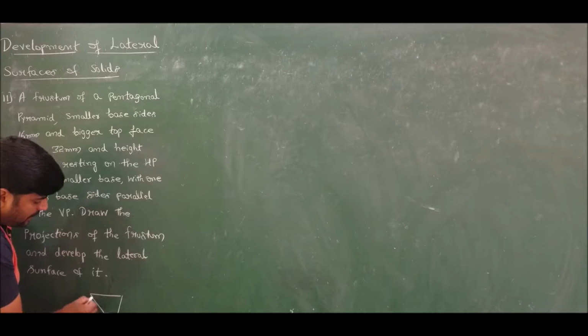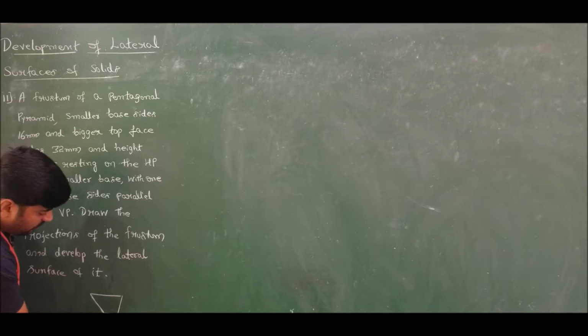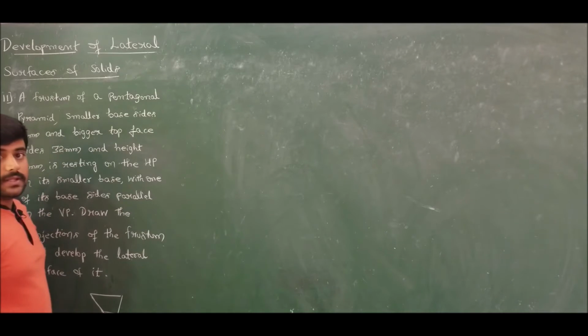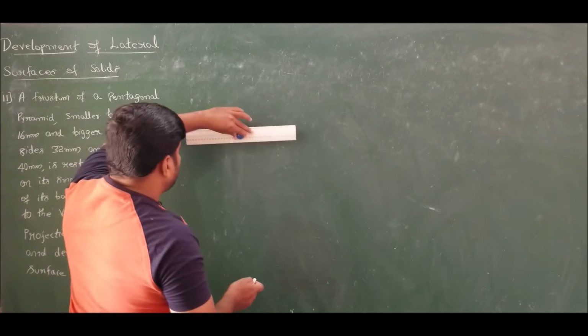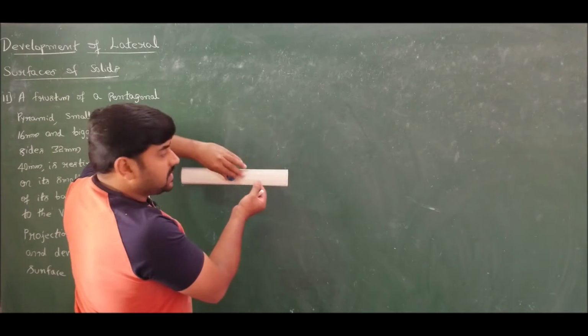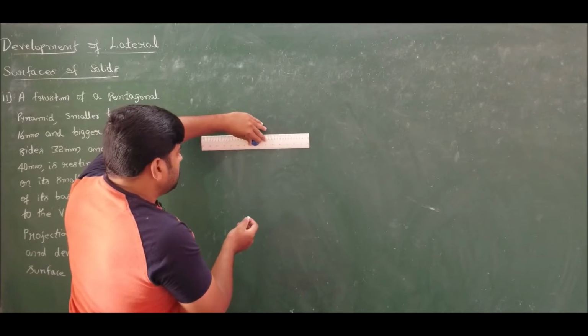So you have to find the apex. If I extend this side further, I will get the apex. Therefore, I want more space on the horizontal plane. Analyzing this problem, let me draw the front and top view of the given problem first, and later we will move on to the development of it.